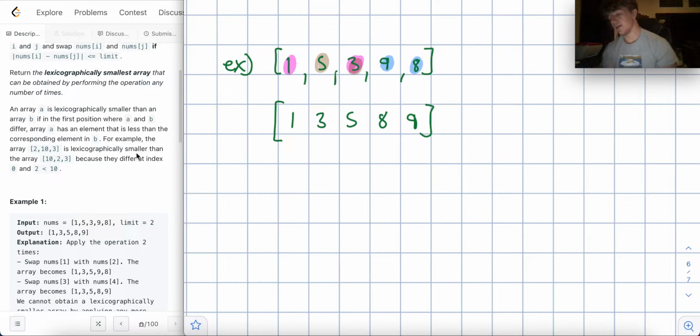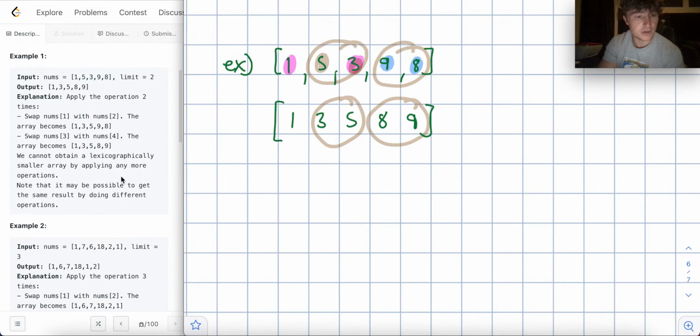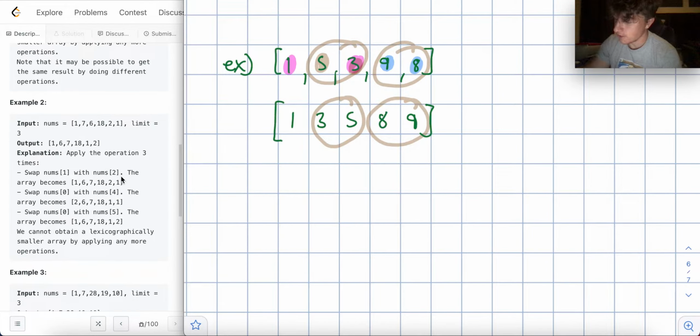Now, you might look at this and say, well, the 1 and the 5, well, no, actually it didn't. So hold that for a moment. We notice that we can switch these guys together because they're within the limit, so they get switched here. And we can switch these guys together, so they get switched here. So this isn't really the best example, and I apologize for that. Let's look at another example really quick.